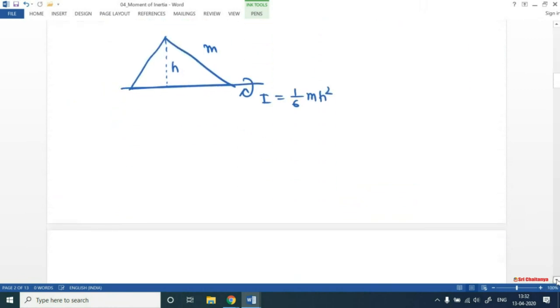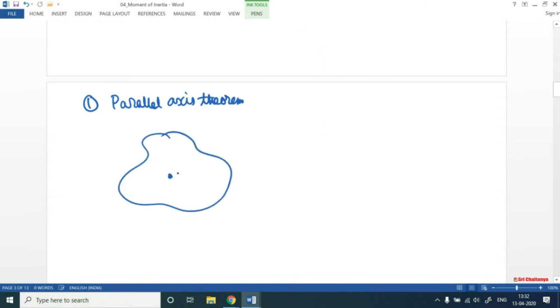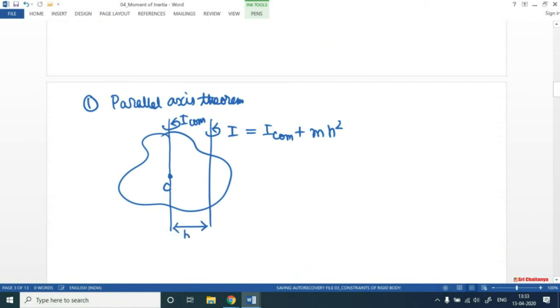Apart from that, in order to find out the moment of inertia about some other axis, we use two other important theorems. One is known as the parallel axis theorem, and it simply states that if we have a body and we have a center of mass here, and we wish to find out the moment of inertia about some axis, we can find out the moment of inertia of this body about an axis passing through the center of mass, and that axis should be parallel to this axis. So this we will term as ICOM. So in that case, I would be equal to ICOM plus mh square, where h is the perpendicular distance between these two parallel axes and m is the mass of the body.